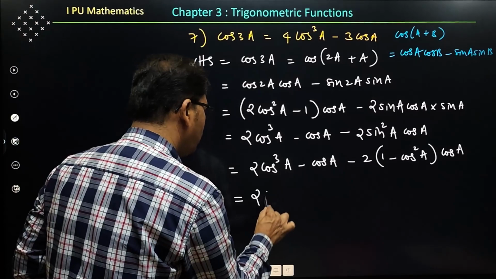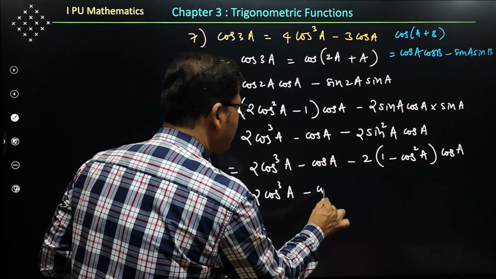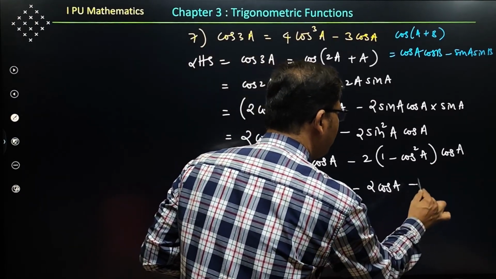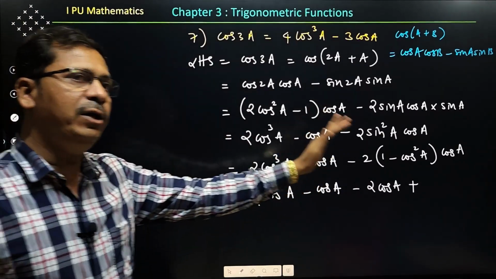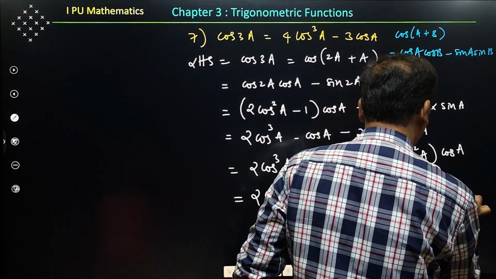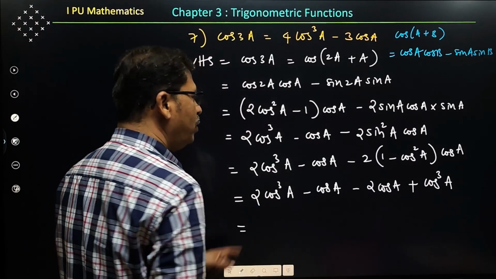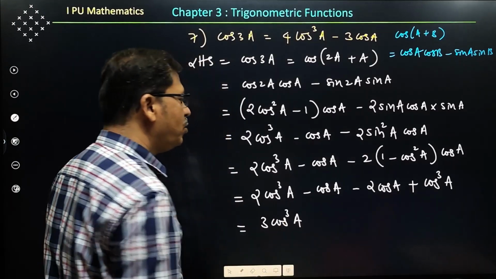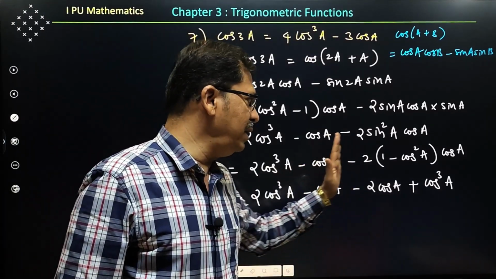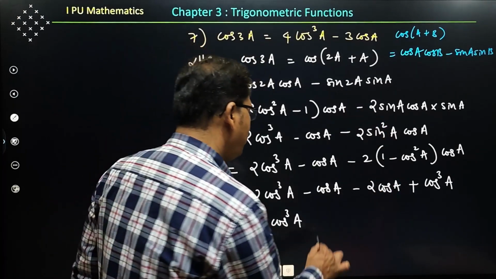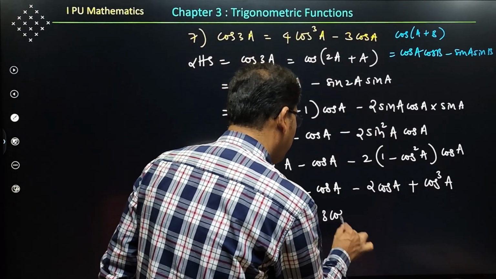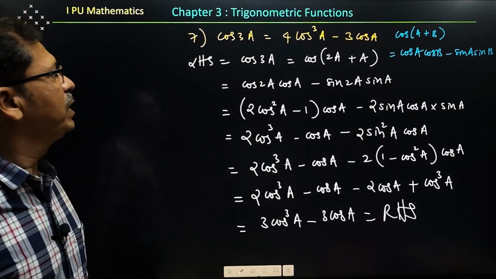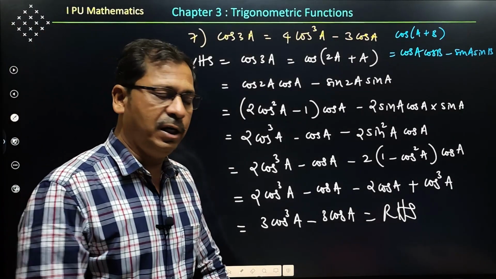So this is equal to 2 cos cube A minus cos A minus 2 into cos A is 2 cos A, minus into minus is plus, cos square A into cos A is cos cube A. So this is leading to 2 cos cube A plus cos cube A is 3 cos cube A, and minus cos A minus 2 cos A leads to minus 3 cos A. In this manner, this is what our required RHS, isn't it? So this completes the solution for cos 3A.